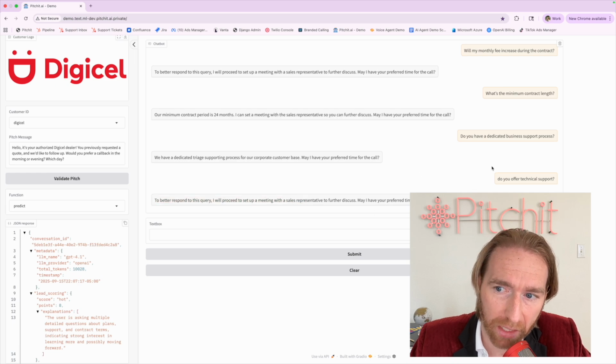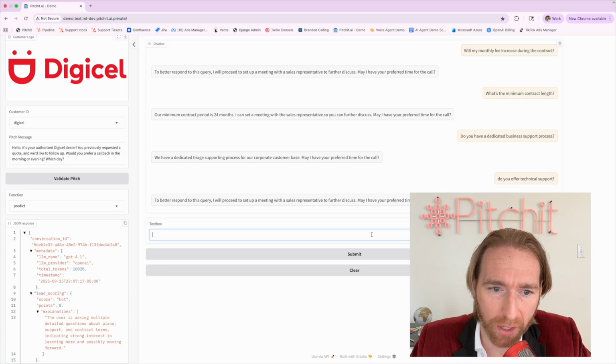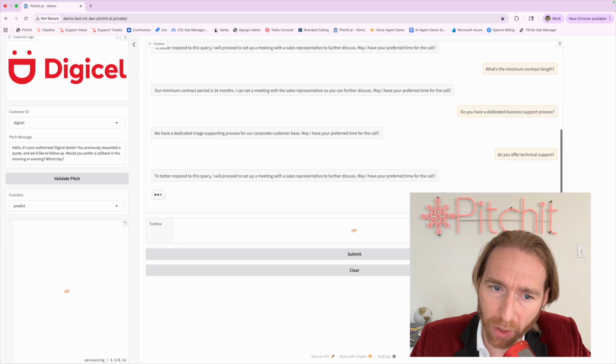And that's because technical support could mean a lot of things. Before we commit to these things, we don't want to just paste it in. We need to ask a couple questions. I'm going to do another one. So are there any penalties for early termination? Instead, I'm going to say, can I terminate early without penalties, right? That's the same question, but asked in a very different way.